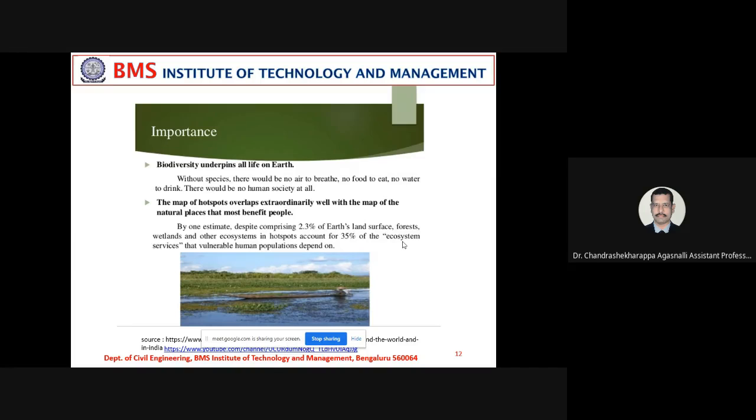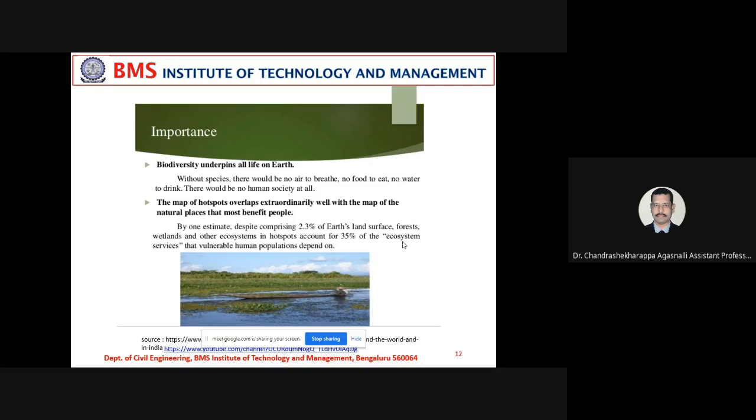Biodiversity is the underpinning of all life on the earth. Without species, there would be no air to breathe, no food to eat, no water to drink, and there would be no life at all, no human society at all on the earth surface. And here the map of hotspots overlaps extraordinarily well with the map of the natural processes that most benefit people.